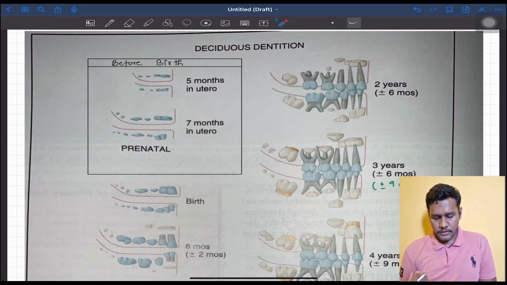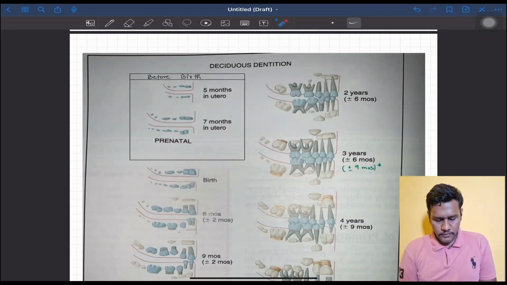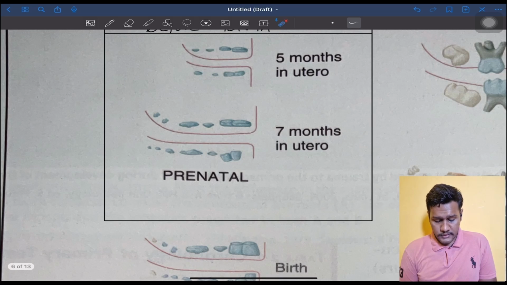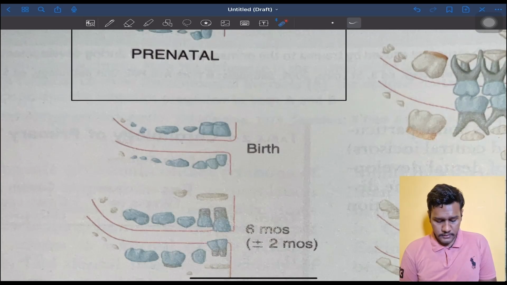The images are representing the stages of the tooth, given clearly at each age, and before birth, 5 months in utero. This is 7 months in utero. You can see there are 4 tooth buds at the age of 5 months. 1, 2, 3, 4. Okay. Similarly, if you take 7 months, you can see 5 tooth buds. 1, 2, 3, 4, and 5. Okay. At the time of birth, you can see the tooth buds clearly. 5 tooth buds you can see clearly.